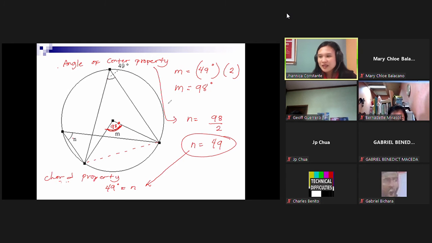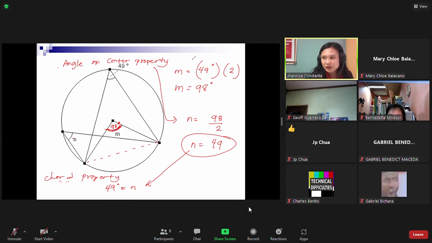Let's have another example. Can I clear the screen for this example that we have for the circle?